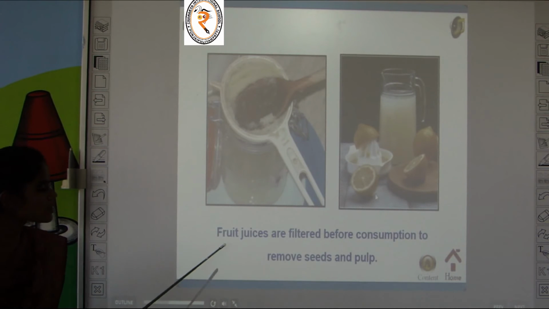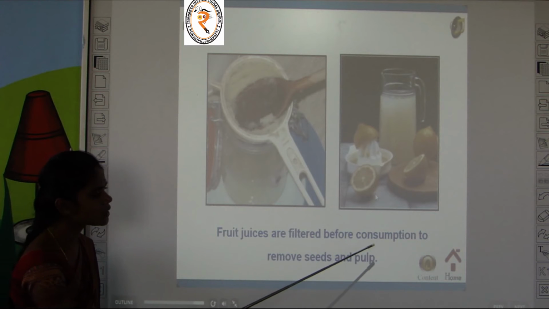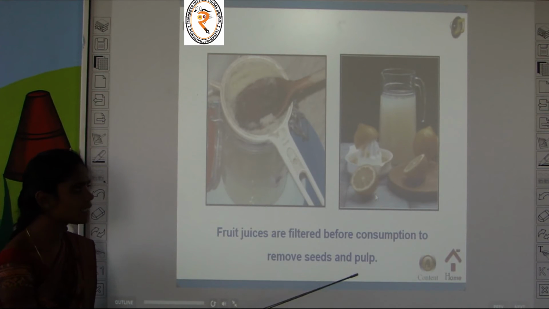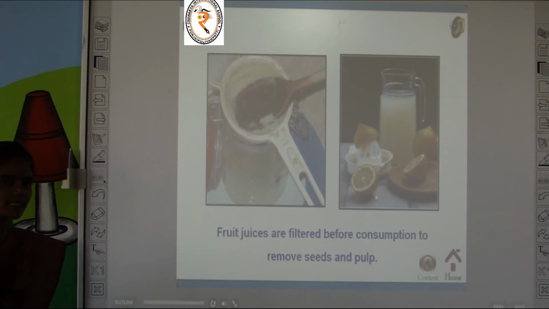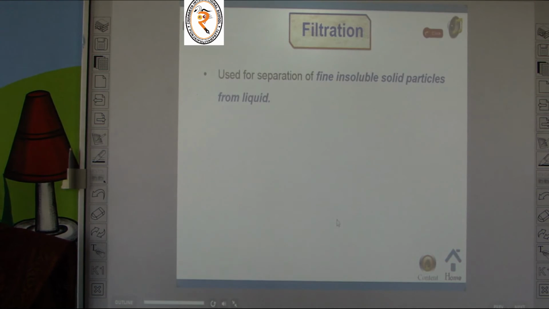Why? Because fruit juices are filtered before consumption to remove seeds and pulp. The fruits contain some seeds and pulp. So to remove the seeds and pulp before drinking the juice, we have to filter the fruit juice. So the next process is filtration.